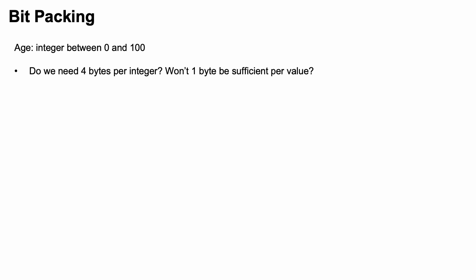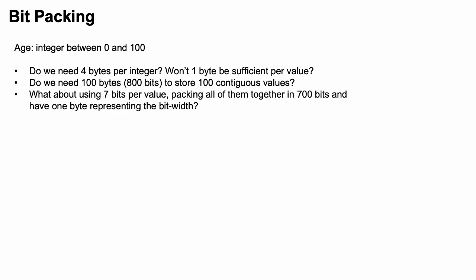What happens in bit packing is, let's say you have an integer between 0 to 100. We are representing age, for example. Now, in a lot of programming languages, integers are represented as 4 bytes, but do we really need 4 bytes for this range of integer values? Maybe 1 byte is sufficient for such a range. And if you choose to have 1 byte for this range of values, for 100 such values, we will need 100 bytes. But we can be a bit more optimal over here.